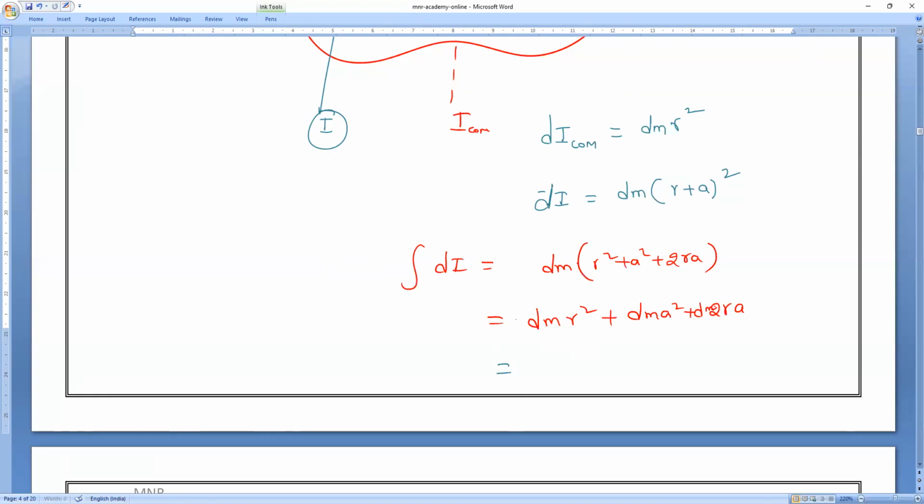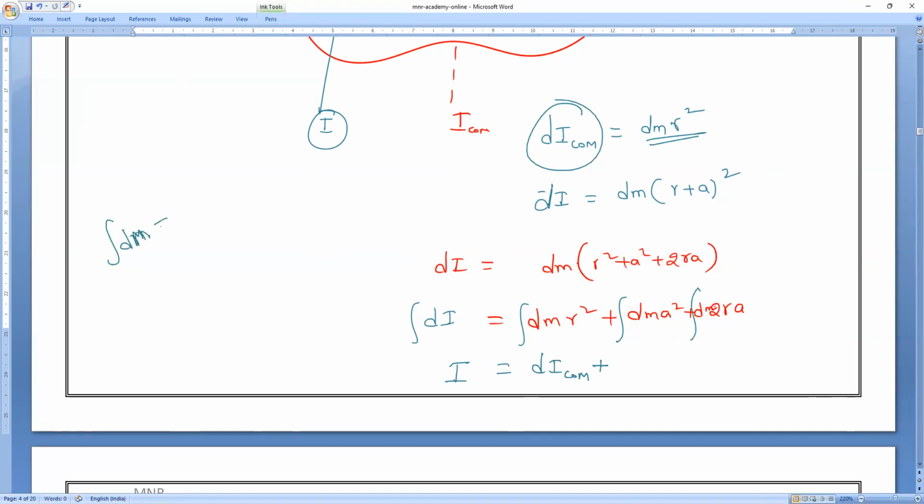Yes. Now I will apply the integration: integration of dI, integration of this one, and integration of this one. All of you check it and let me know. Integration of dI is I. Clear? Integration of dm r square is called what, everybody? The moment of inertia through the center of mass. Will you all agree with me? Yes.